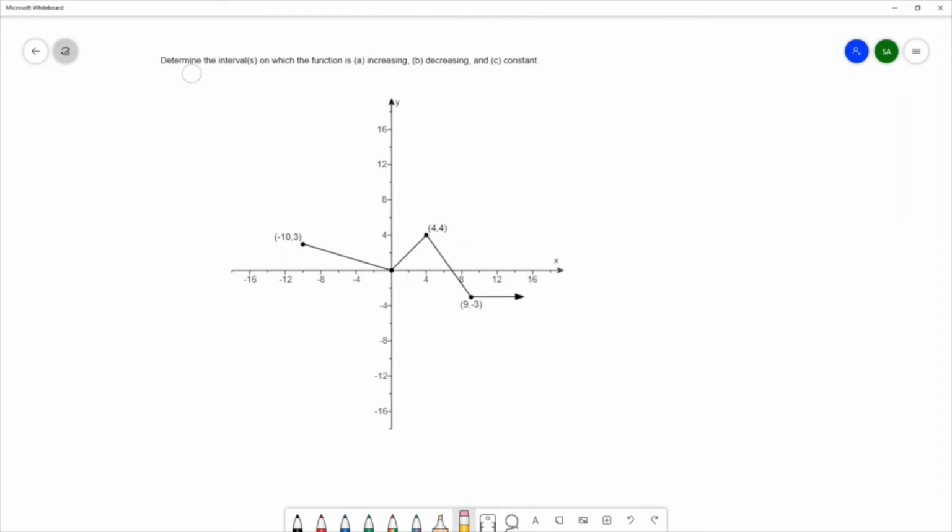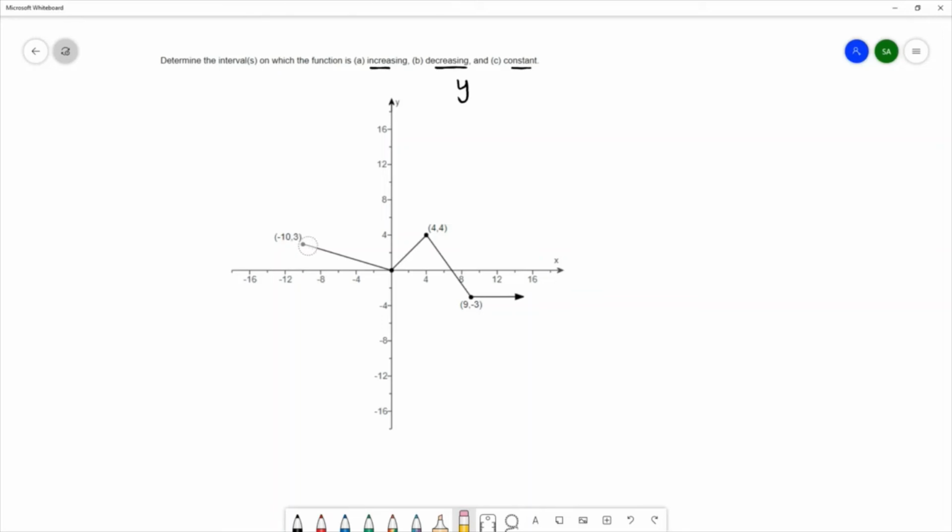This question says, determine the intervals on which the function is increasing, decreasing, and constant. These words, increasing, decreasing, and constant, are words that are describing y. So let's get a feeling for the overall sections of the graph by tracing the graph from left to right. The reason we go from left to right is because on the number line that's smallest to largest, and we want to write our intervals smallest to largest.